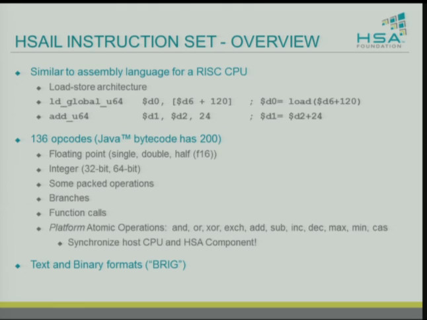There are branches that are supported in the instruction set, and function calls. The final point here is that there are platform atomic instructions. I've listed the atomics here, which are basically logical operations and arithmetic operations, plus a CAS operation. But the key point is that they're platform level. What I mean by platform level is that the atomics operate on memory between both the CPU and the GPU. So these aren't just specific to the GPU device or the HSA component. They go across the entire platform.